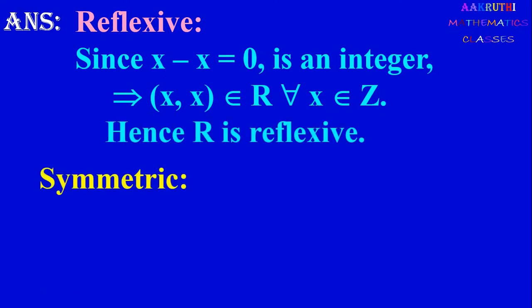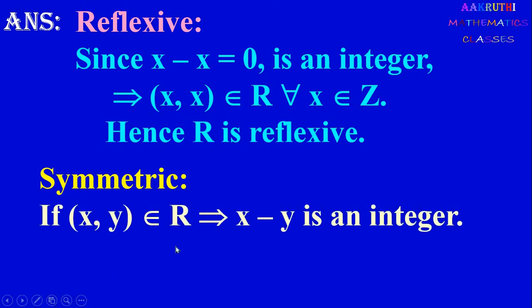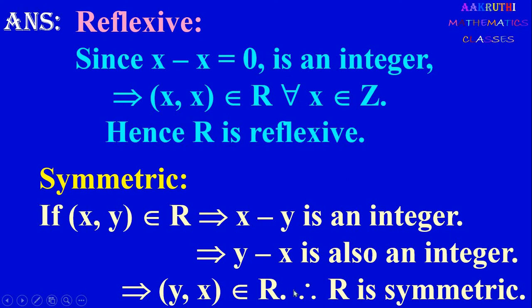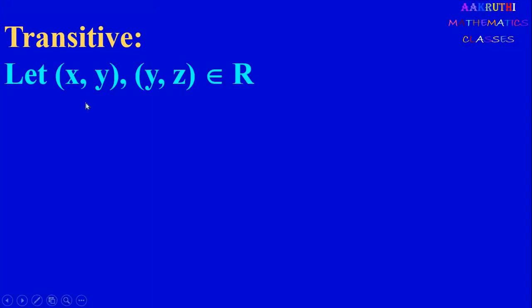Next we consider symmetric. Consider (x, y) belongs to R. So (x, y) belongs to R implies x minus y is an integer. If x minus y is an integer, y minus x is also an integer. Consider 2 minus 3, which is minus 1, and 3 minus 2 is 1. Both are integers. So if (x, y) belongs to R, then (y, x) also belongs to R. Therefore, R is symmetric.